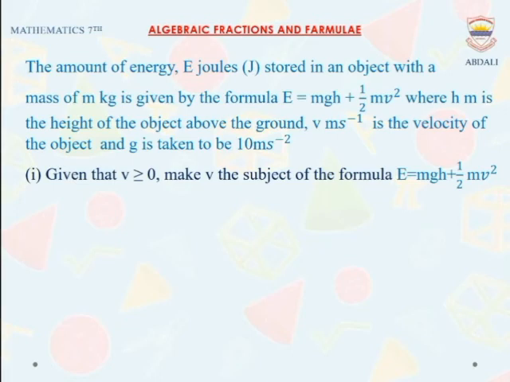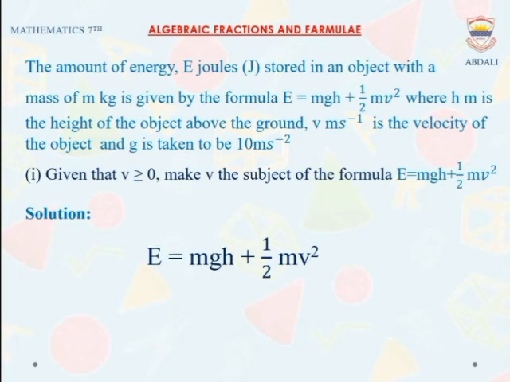So class, we have to make v the subject of the formula. Okay. In the above paragraph, they have given us a formula and all the information. And now we know that we have to make v the subject of the formula. So let's start our solution. Firstly, we will rewrite our question as it is, which is E equals mgh plus 1 over 2 mv square. So we have to make v the subject of the formula.